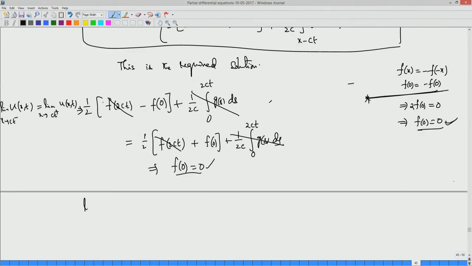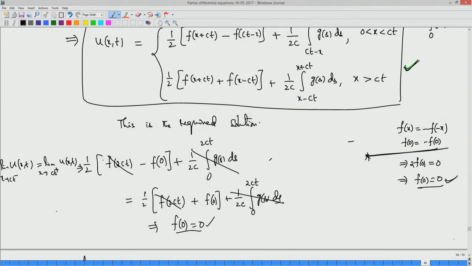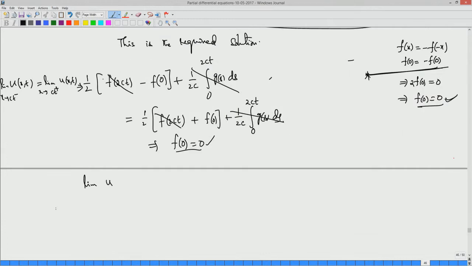Now, if you equate the limit of the derivative, you can take u x or u t, anything will work. Take u t as x goes to c t from the left, this is equal to the limit of u t as x goes to c t from the right. This has to be continuous, because it is twice differentiable.